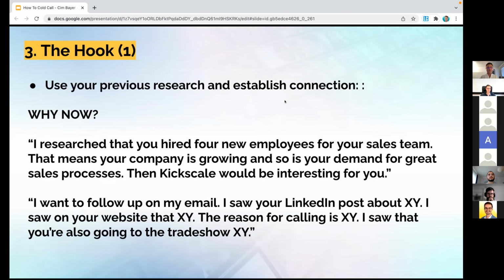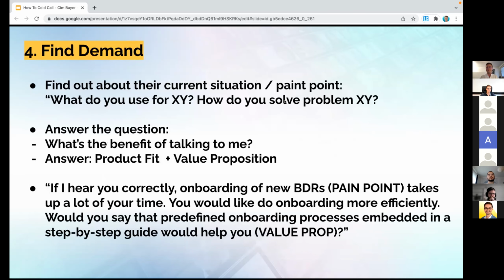So going back to the demand after the hook, hopefully the hook was successful, and then you try to find his demand. And as I mentioned before, you can put your questions in here, like, what do you use for this and that? How would you solve this and that problem? For example, what do you use at the moment for retouching photos and editing photos? How are you making sure that your BDR team is aligned? Or put anything in here where you can find out what the person would be interested in. And if you got the answer, then answer this question to him: what's the benefit of talking to me? And the answer to this question is your product plus the value proposition.